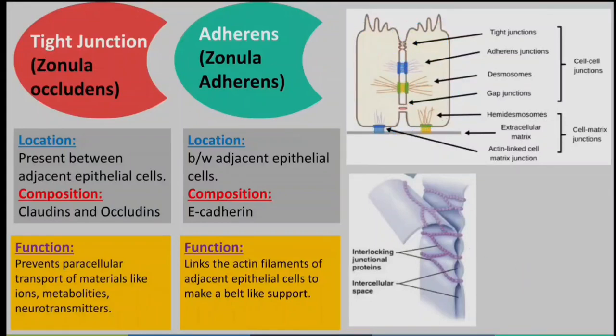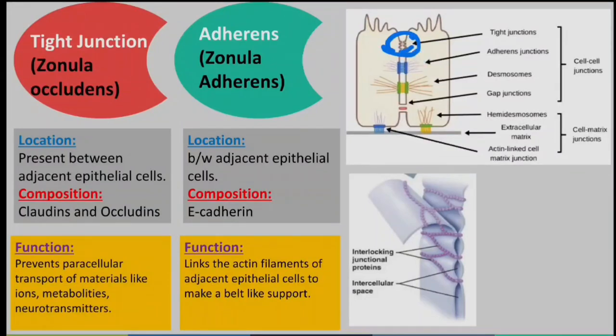So tight junction, also known as zonula occludens, their location: they're present between adjacent epithelial cells. They're composed of claudins and occludens, and their function is to prevent paracellular transport of materials like ions, metabolites, and neurotransmitters. As you guys can see over here, this is our tight junction. They are so tightly linked to each other that they do not allow any paracellular transport of materials through them.